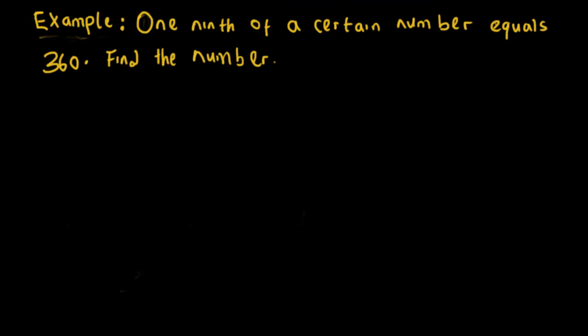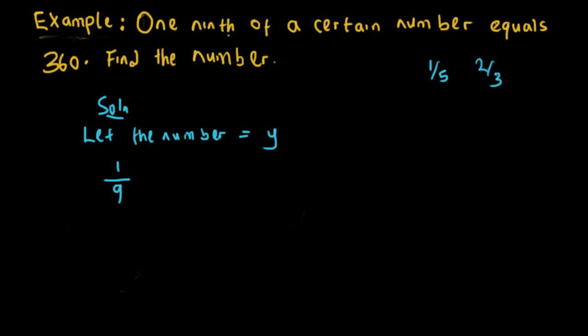So we have this question. 1/9 of a certain number equals 360. Find the number. Now remember, the first thing you want to do is to say, let the number be equals to Y. Now let's go to the question. 1/9. What's the meaning of 1/9? It means 1/9. Do you understand? 1/5, 1/5. 2/3, 2/3. Do you understand?